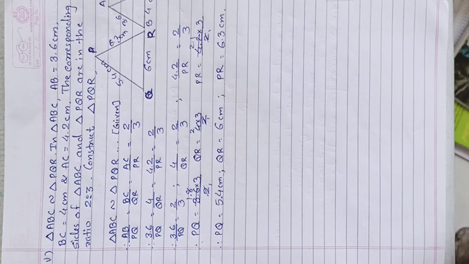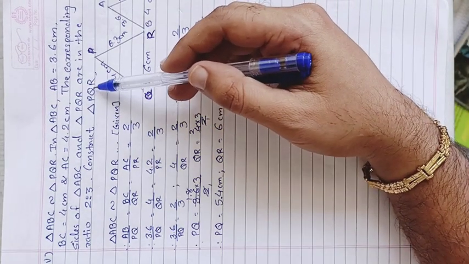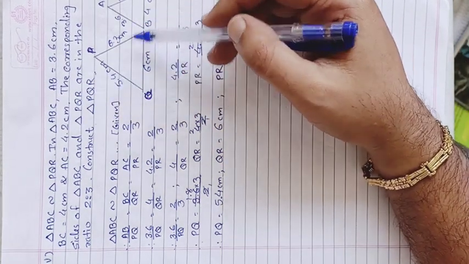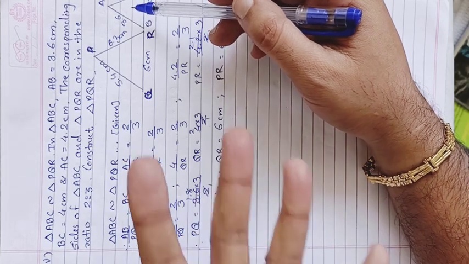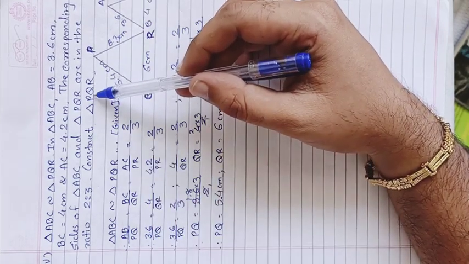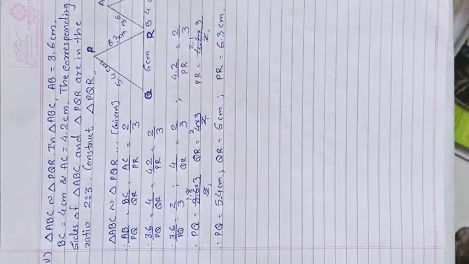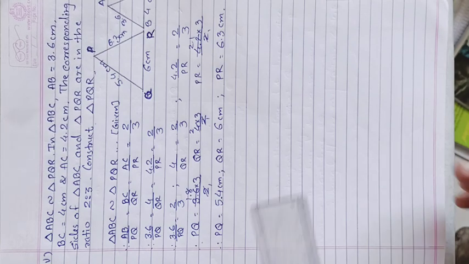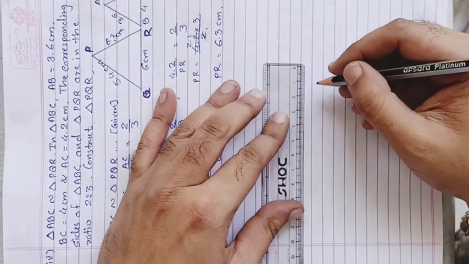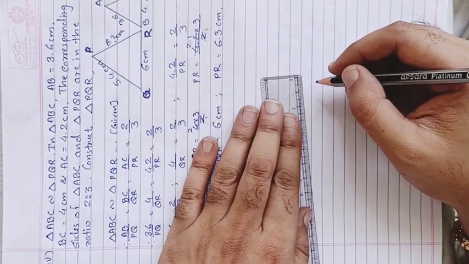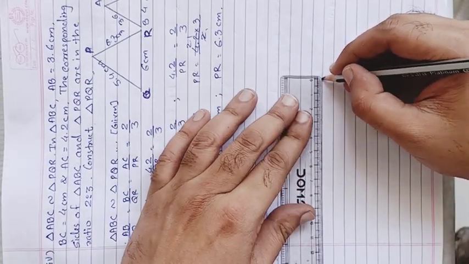Right? Now we need to construct only triangle PQR because it is of 3 marks. If they ask both the triangles to draw, it will be of 4 marks. Now it is of 3 marks to construct triangle PQR. So let's construct triangle PQR. First, we need to draw base QR of 6 centimeter.